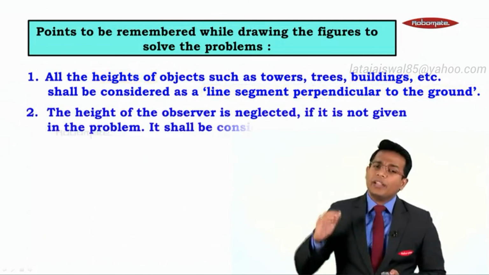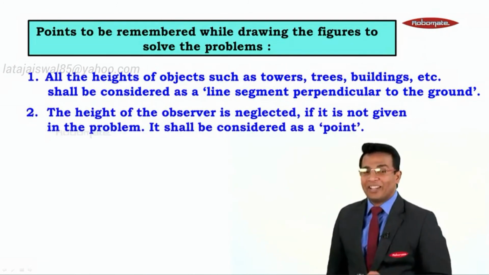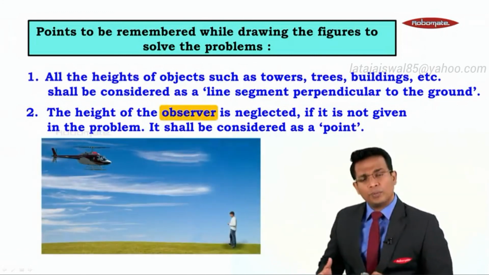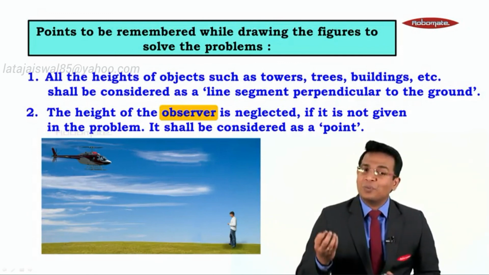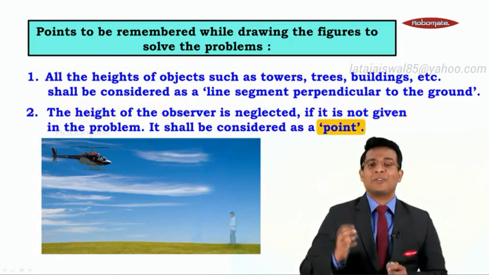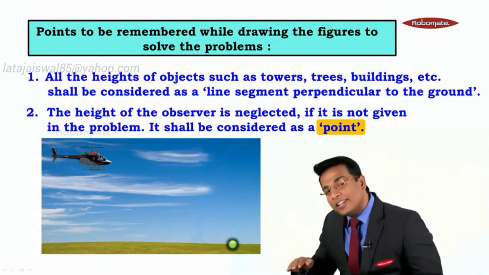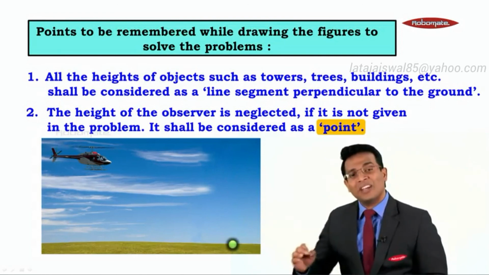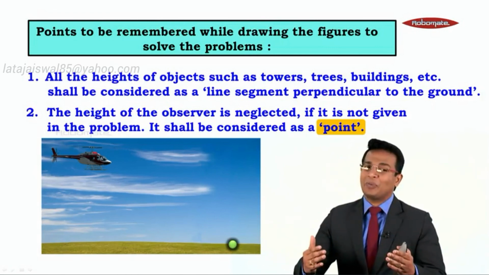The next thing is the height of the observer is neglected if it is not given in the problem. It shall be considered as a point. Now understand, in any sum, when there is a mention of an observer, but the height of the observer is not given, in that case, the person is considered as a point on the ground, right? And in that case, remember, if it is a point on the ground, that means the ground itself would be the horizontal line. This is what I want you to remember. This is a very crucial point. Remember these things when we are going to draw the figure, and the sums are going to be very easy, right?